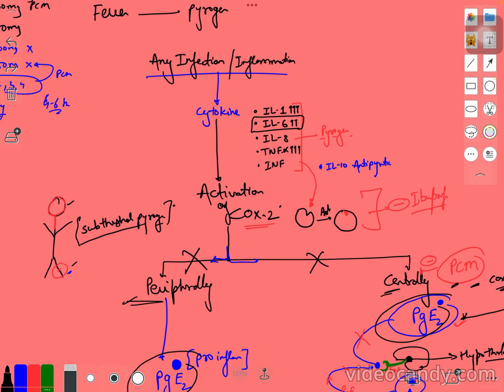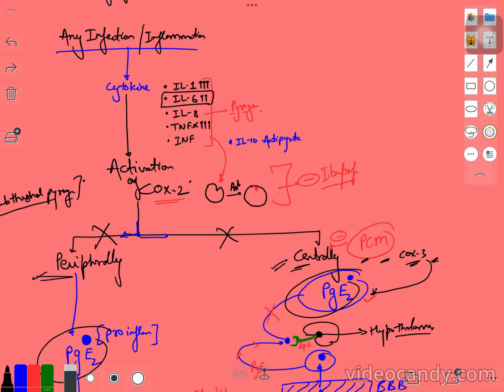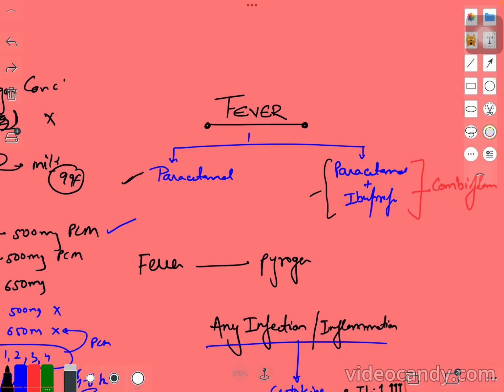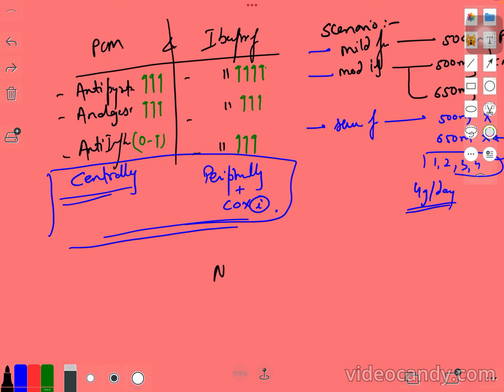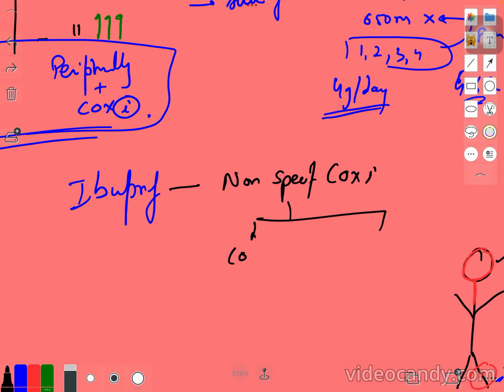Now one question that comes is, can we also use ibuprofen alone irrespective of this? Even in a mild amount of fever, we usually go with the first line treatment of paracetamol rather than ibuprofen, because paracetamol is considerably safer. Remember that ibuprofen is a non-specific COX inhibitor, so it affects both COX1 as well as COX2.